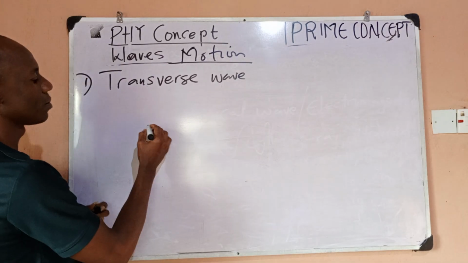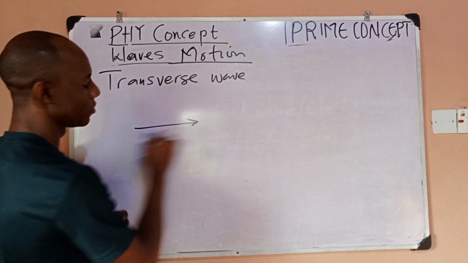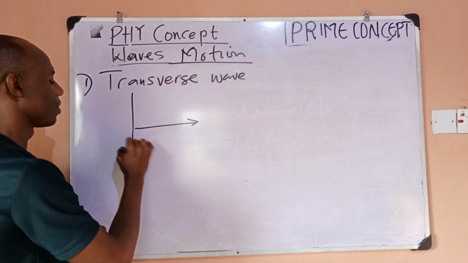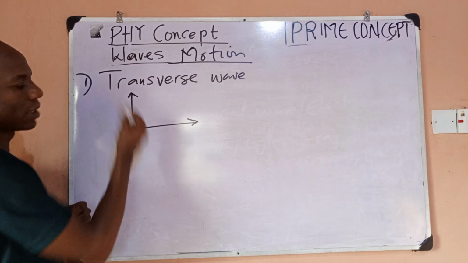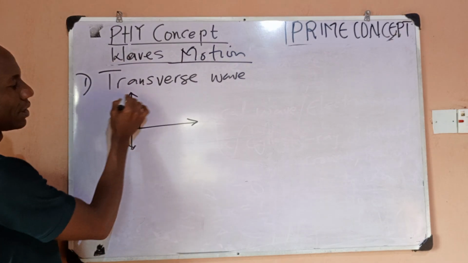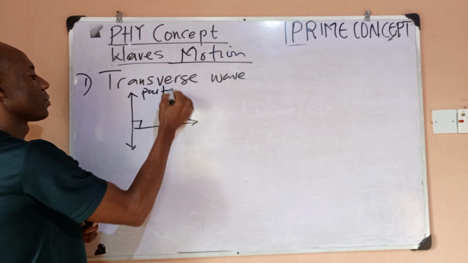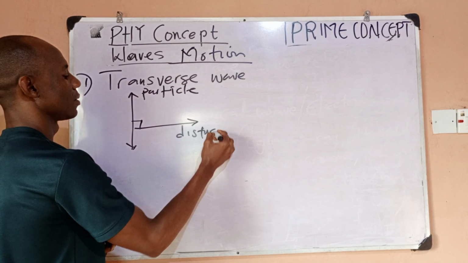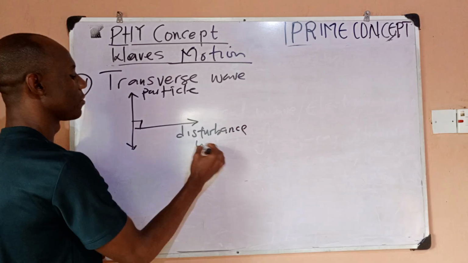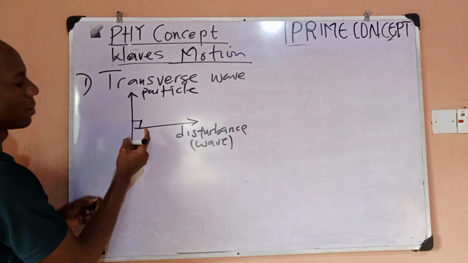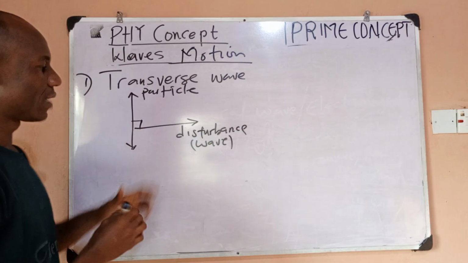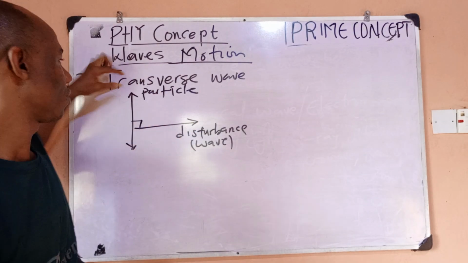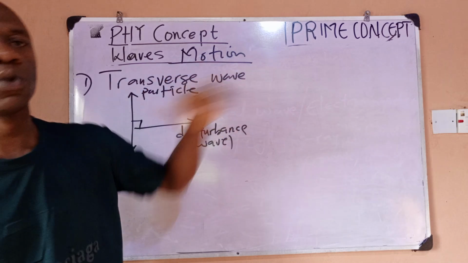That is to say, if your disturbance is going forward like this, your particles will just be moving up and down, up and down. So if you watch this, you'll notice that the displacement of the particles and this, which is the disturbance, which is the wave, is 90 degrees. So whenever you have this kind of situation, the kind of wave motion you have here is what we know as transverse wave motion.